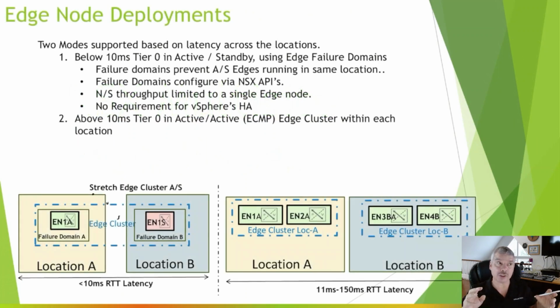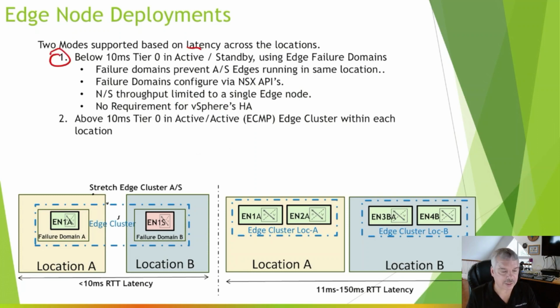So again, just like I mentioned before, when we talk about multi-site and federation, you got to think about latency and stuff. Same thing with the edge node deployment. It's going to dictate what your options are, okay? So first of all, there's 2 modes, and it's based on latency across your locations.